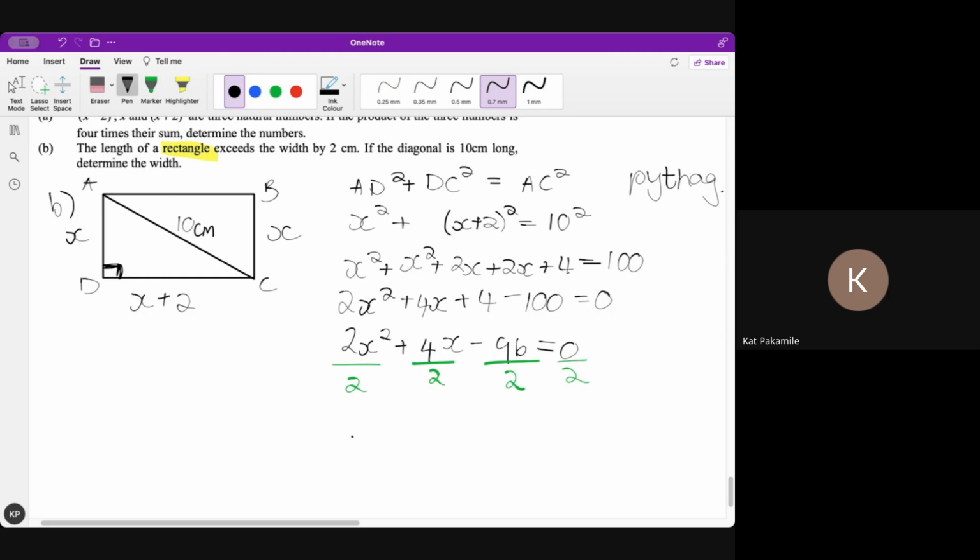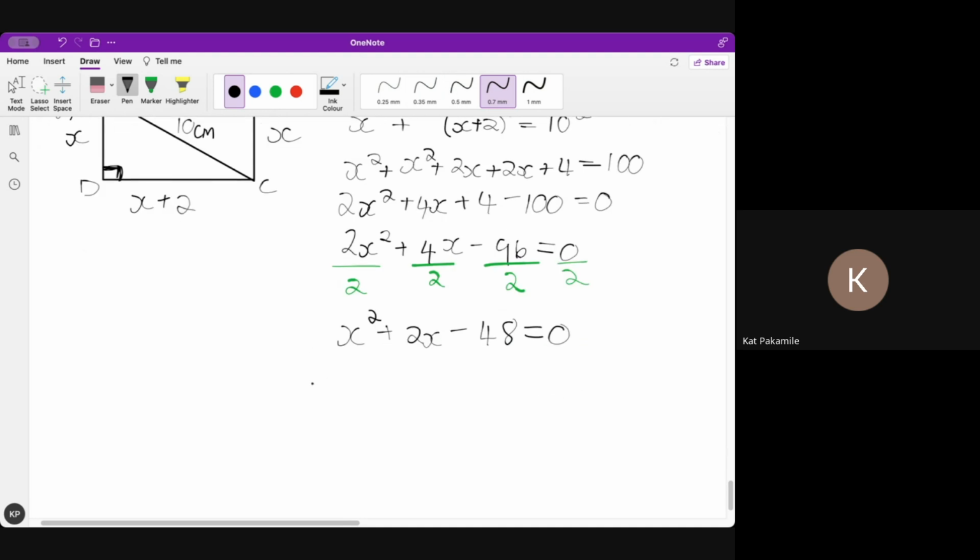So then we have x squared plus 2x. What's negative 96 divided by 2? That is negative 48 equals 0. Now we have to factorize. Do you guys see that this is a trinomial? So let me do my two brackets equals 0.